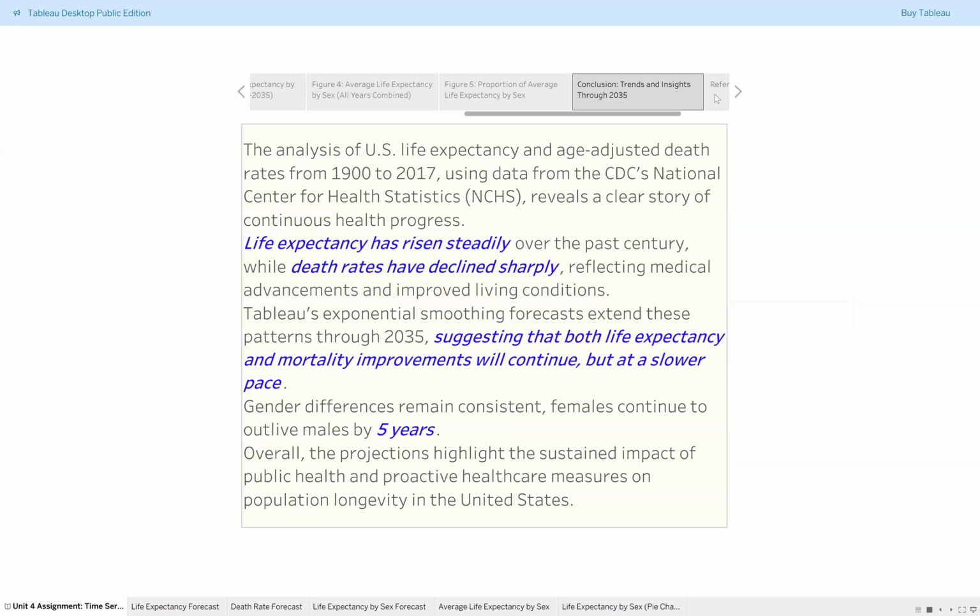Now, finally, to conclude, overall, the data tells a powerful story of public health advancement, and US life expectancy has risen sharply while the death rates have declined steadily. This is clear evidence of the long-term benefits of medical innovation, improved health policies, and better living conditions. And Tableau's forecast suggests that by 2035, the average American may live to about 83 years, though the rate of increase is expected to be slow. Gender differences remain constant, and females continue to live about 5 years longer than males.